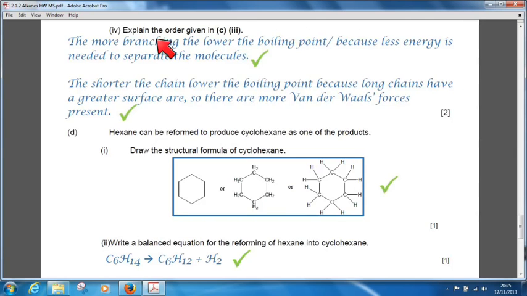Part 4 requires us to explain the order of the boiling points in the previous question. Pretty straightforward. The more branching, the lower the boiling point, because less energy is needed to separate the molecules. So 1 mark is for talking about the relationship between branching and either lower boiling point or less energy. And then the 2nd mark, you must mention this word over here, van der Waals forces or intermolecular forces, and explain how this is related to the length of the chain and the branches.